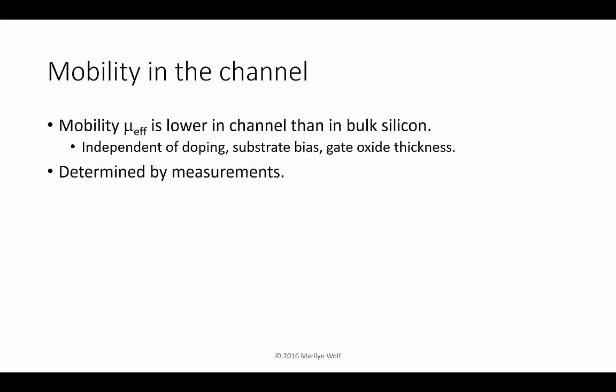We need to know the mobility of the carriers in the channel. Although classical physics theory tells us one value, the mobility in the channel for the carriers is lower than that in bulk silicon because of a variety of physical effects. That value is independent of doping, substrate bias, or the gate oxide thickness. But it is difficult to physically model. As a result, it's usually measured.